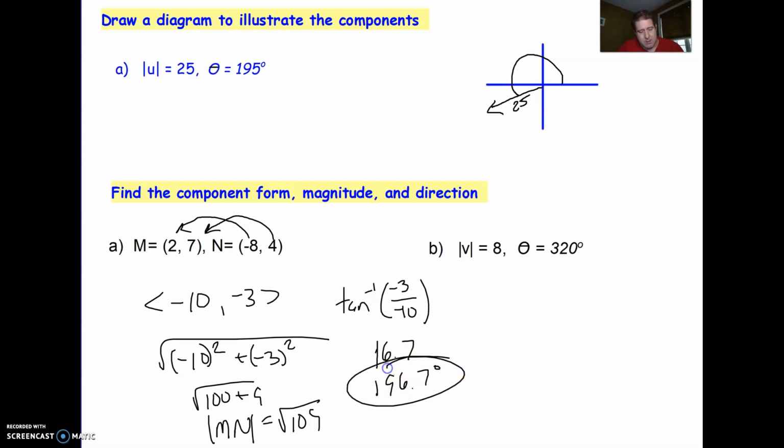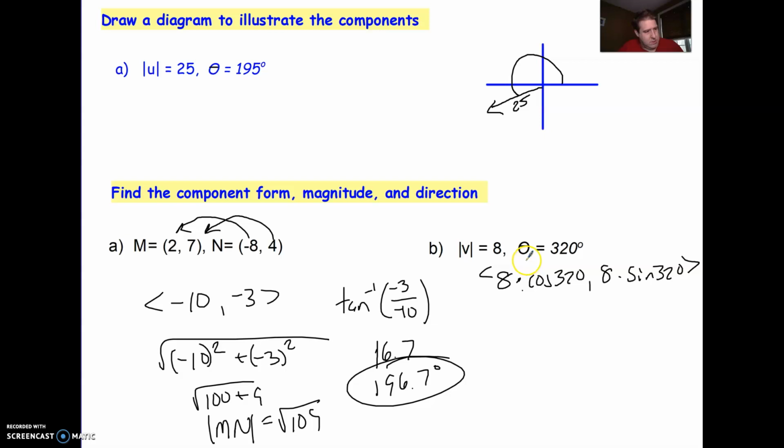196.7 degrees. Okay, I'm given the magnitude and the direction, so I assume I'm just supposed to find the component form, or maybe I wasn't supposed to find everything here, but that doesn't matter. It's good practice. So this is 8 times cosine of 320, comma 8 times sine of 320. So it's just a matter of calculator work.